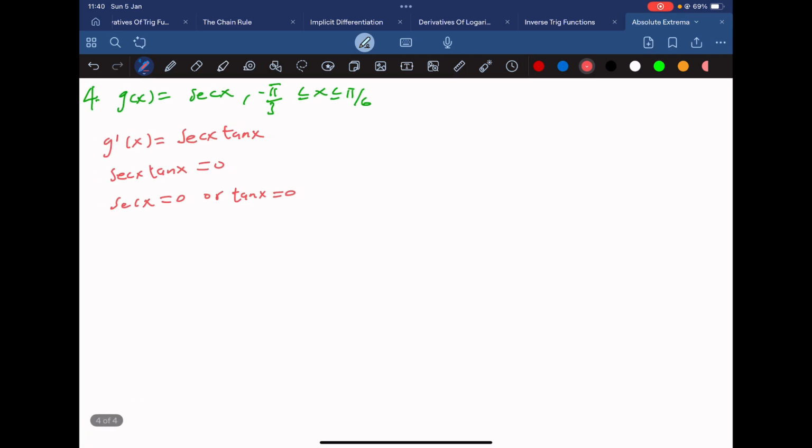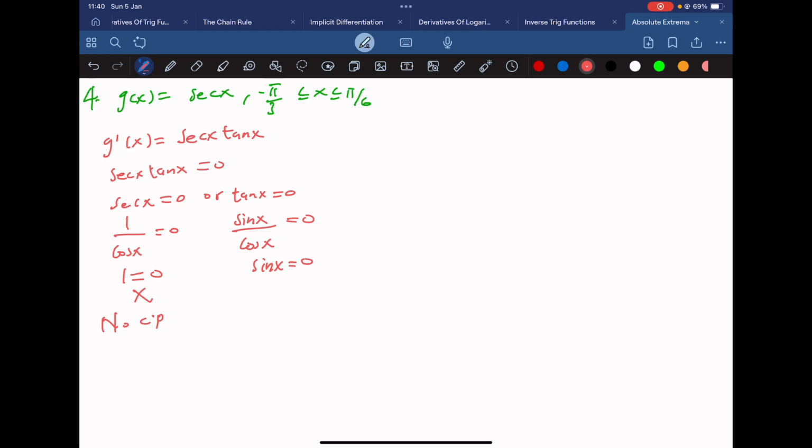Sec x is 1 over cosine. Tan is sine of x over cosine of x. So looking at this, if we multiply, we're going to have 1 equal to 0, so we can have no critical point here. Over here, if we multiply, we have sine x is equal to 0. So we have to find the x values that will satisfy this condition.